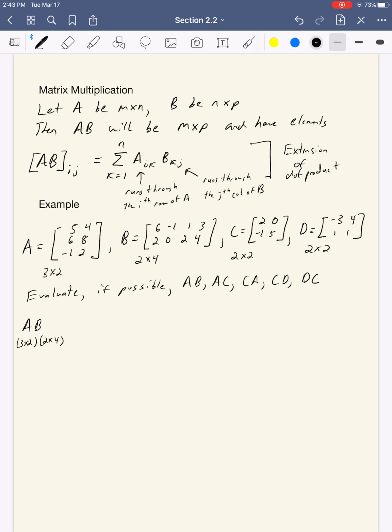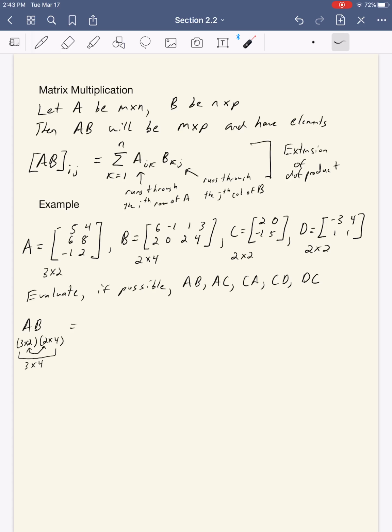You'll notice that these two values, the number of columns in the first matrix and the number of rows in the second matrix, do match, so the multiplication is going to make sense. We also expect that the result, what we get from A times B, is ultimately going to be a 3 by 4 matrix. Let's go ahead and see how we would calculate that A times B.